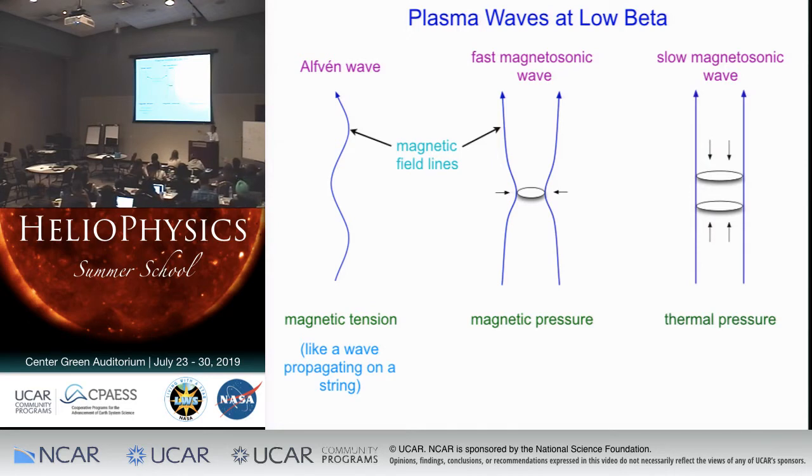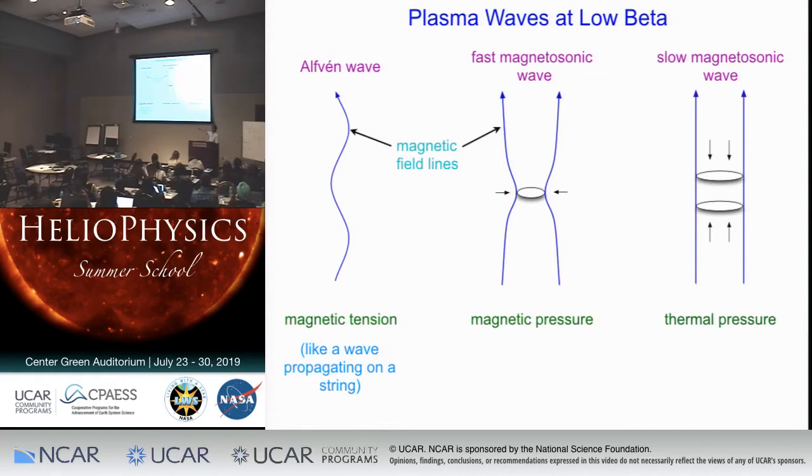All right. What are these three terms here? These three terms here describe the force that arises to restore the plasma to its initial position. Like when you have a wave, you have an oscillation. You disturb a medium, but then it wants to spring back because of some force. Which force? For the Alfvén wave, it's magnetic tension.